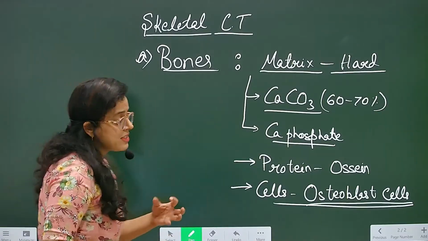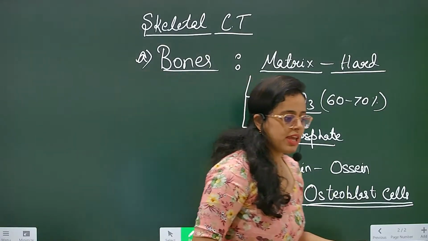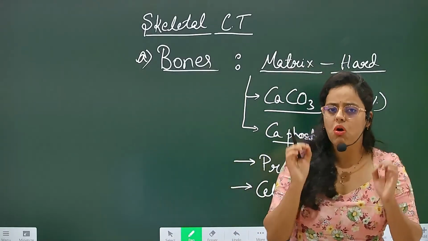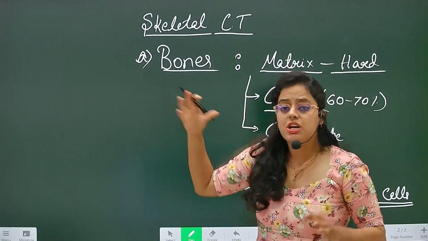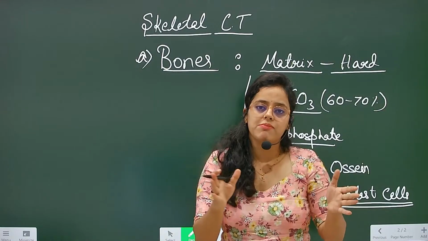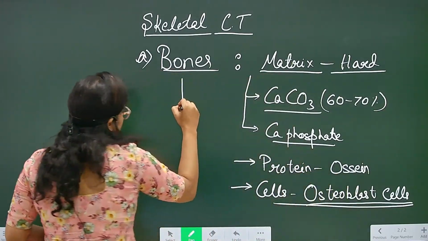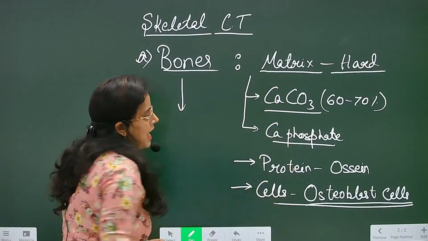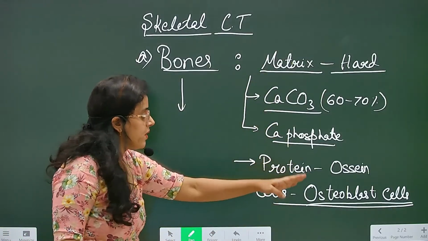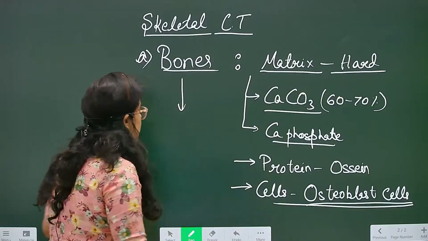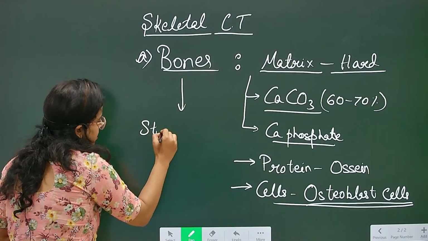So what is the structure of the bones? If you see, we have long bones, and we have very small bones in the body which form the framework of the organism, right? Now these bones, as I have told you, contain calcium carbonate, calcium phosphate, ossein and osteoblast cells. Now we are going to learn about the structure.